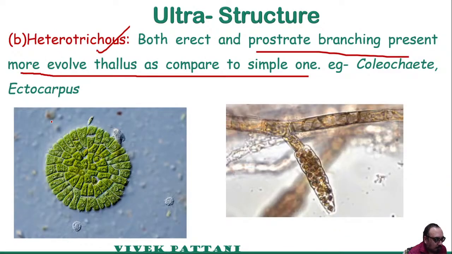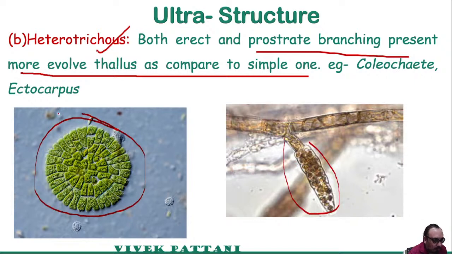Now comes the heterotrichous, where there may be erect branching as well as prostrate branching. Now you may see the branching. These are the different types of branching. Examples given here are of a Coleochaete, and this one is an Ectocarpus.